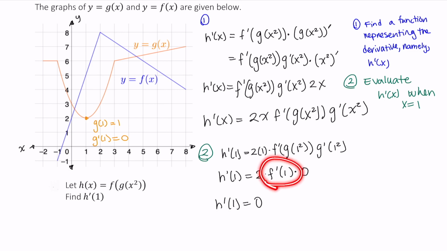Now, as an FYI, if you wanted to evaluate the derivative of f at 1, you would look at this function f for when x equals 1 and find the slope of this line. Since f is linear here, the slope of the tangent line is the same as the slope of f, which looks like it's rise 3 over 1, so just 3.